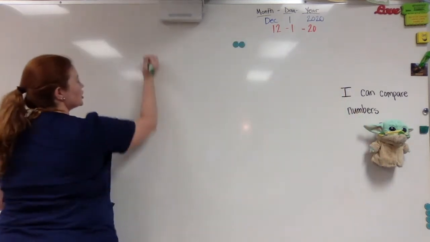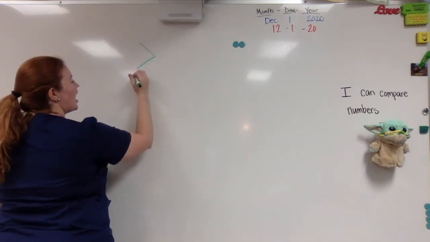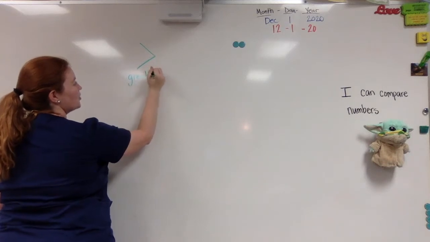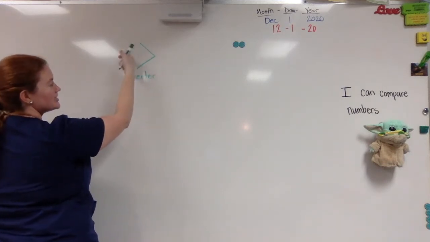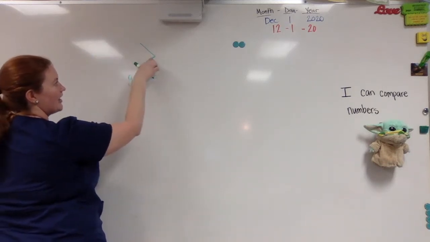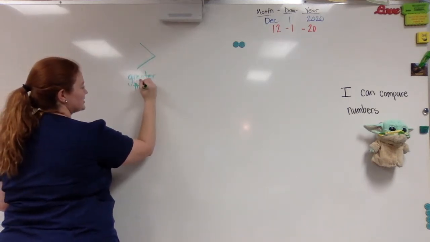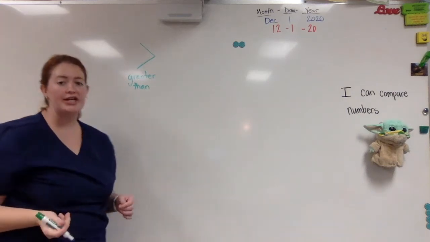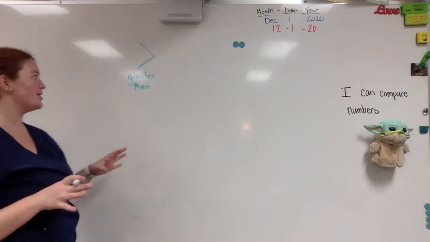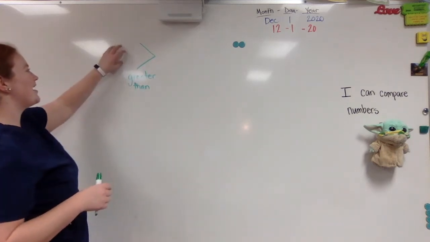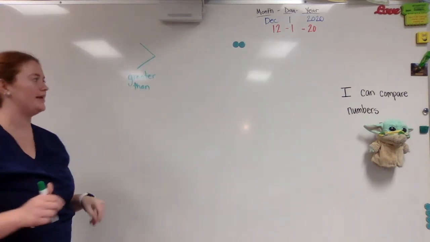This is the greater than symbol. I know it's the greater than symbol because the mouth, or the wide part, is on the left-hand side, and it almost looks like an arrow is pointing to the right. So greater than. I know that when I'm comparing numbers, the greater number or the bigger number needs to be on the side that's open.